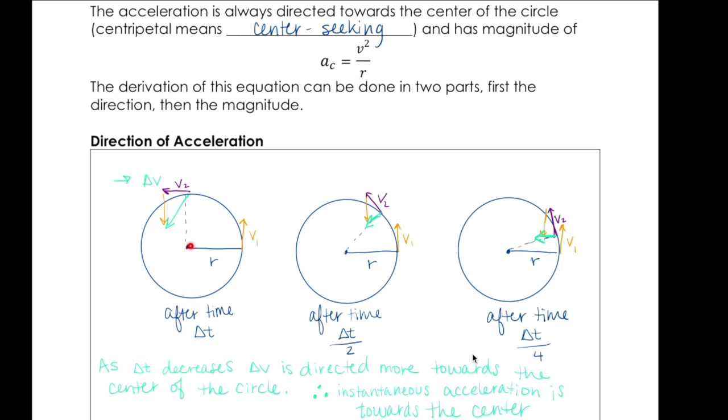Now, if we halve that time, so this was at like a 90-degree angle, if we halve it to 45, we have our v2 minus our v1, and then we get this delta v. It's getting closer to being right towards the center. If we halve that time again so that we get a fourth of the change in time, we have our v2 minus our v1, and my drawing is not perfect, but we should find that our delta v is pointed even more towards the center.